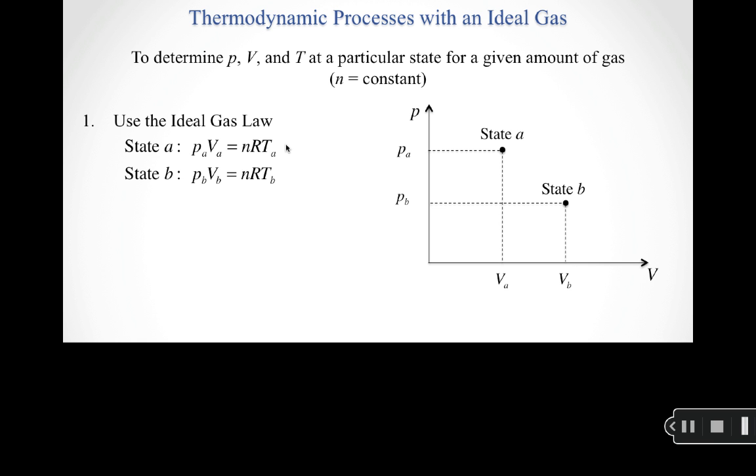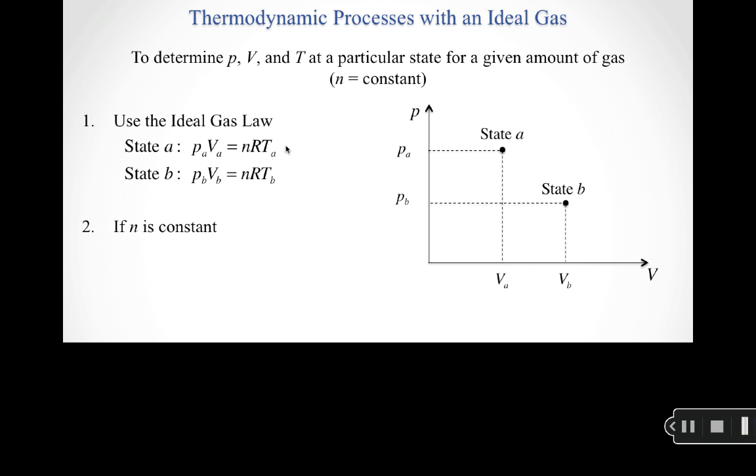Well, the simplest way to do this is, if you know two of those three things, and you know how much stuff you have, then you can simply use the ideal gas law. So the ideal gas law is valid for any state, state A, state B, any state in between. The ideal gas law is valid at any state that your gas is in.